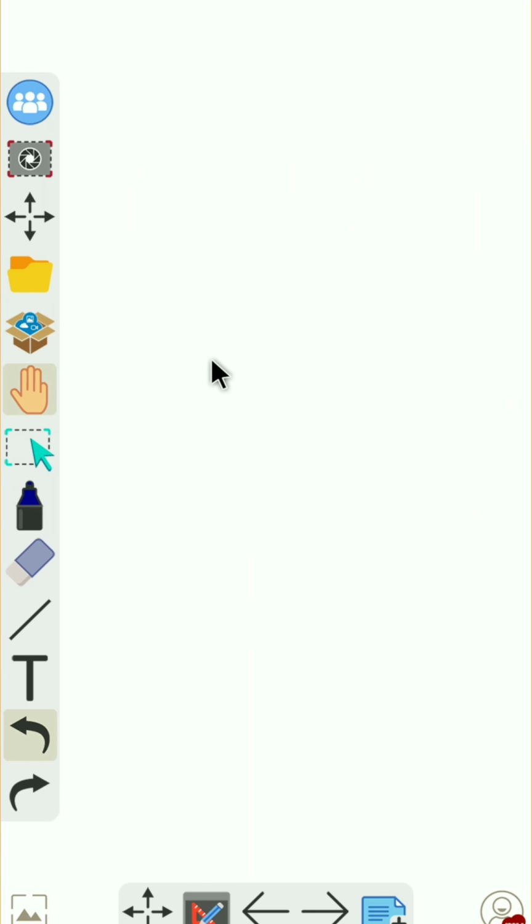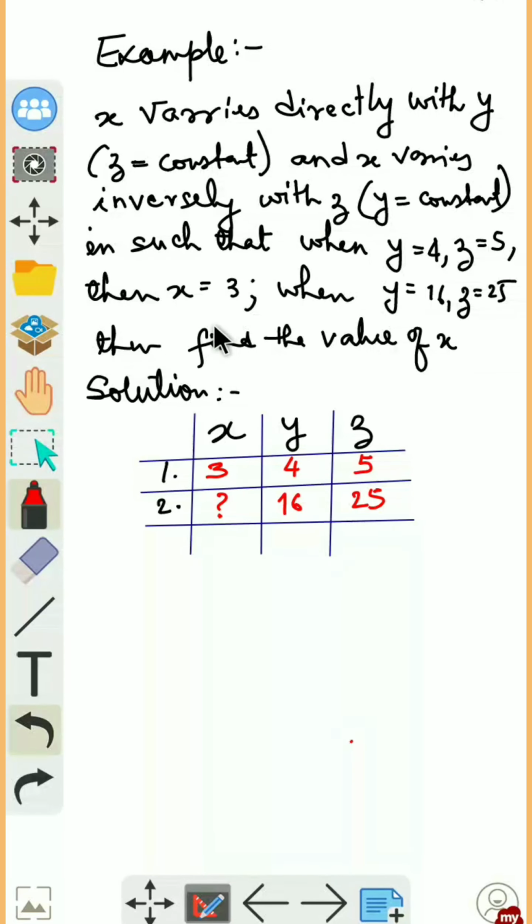I will try to solve one problem related to joint variation. Let us consider an example. Here the question reads like this: x varies directly with y when z is constant, and x varies inversely with z when y is kept constant, such that when y is equal to 4 and z equals 5, then x is equal to 3. In the second case, when y is equal to 16 and z equals 25, we need to find the value of x.